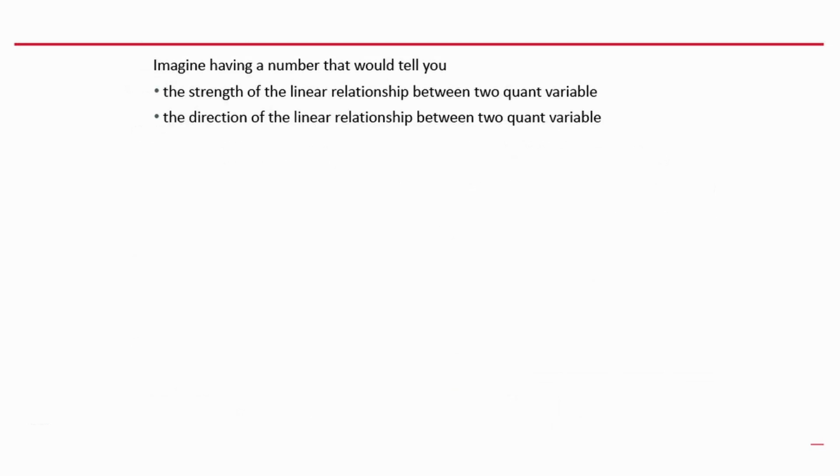Now, strength can be tricky because it's all an eyeball test up to this point. So it's a little easier to tell whether something is linear or not. But strength, I mean, very strong, kind of strong. How are you supposed to describe that? So imagine just having a number instead. A number we could just calculate that would tell you the strength of the relationship between these two variables, and the direction for that matter.